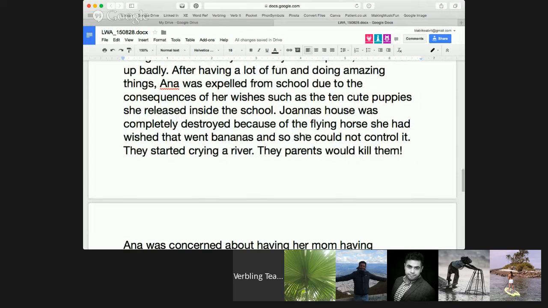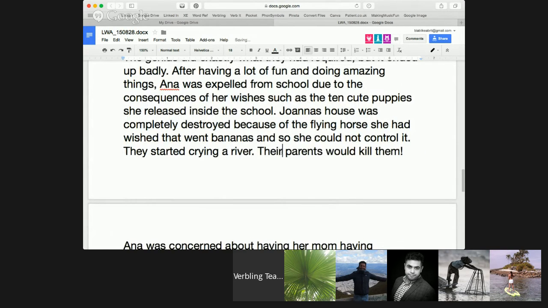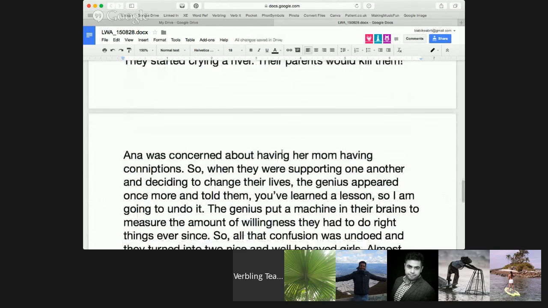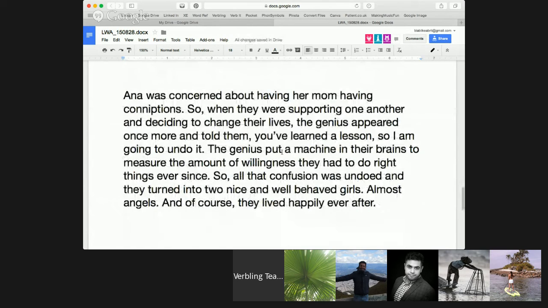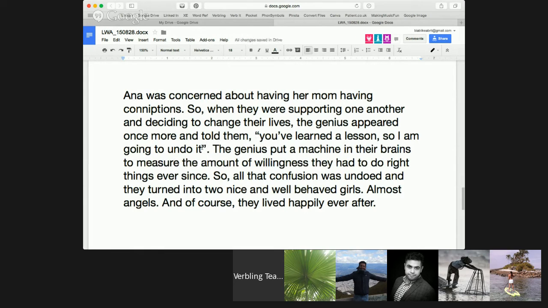Their parents would kill them. Anna was concerned about having her mom having conniptions. So when they were supporting one another, regretful, and decided to change their lives, the genie appeared once more and told them, you've learned a lesson, so I'm going to undo it. The genie put a machine in their brains to measure the amount of willingness they had to do right things ever since.